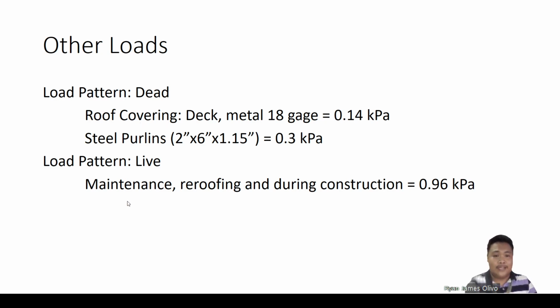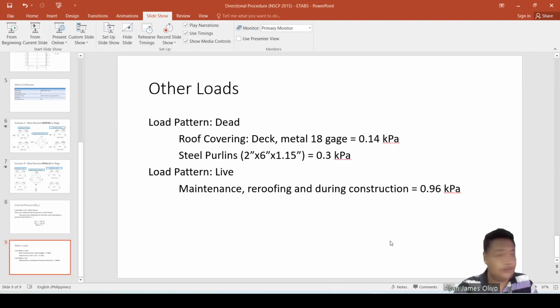So for the live load pattern, you can see this one in ASCE. For maintenance, re-roofing, and during construction, it's 0.96 kPa. There is 1.33 kilonewton, but that is a concentrated load, so I just assume 0.96. This is really not part of our wind loading, but for the sake of load combinations in ETABS, I have put some here. So let's go.